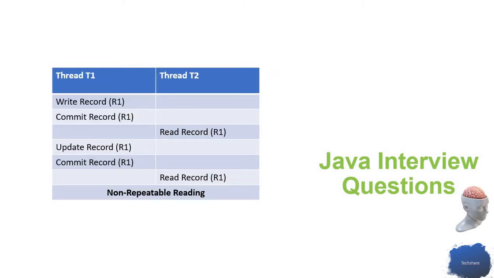The next one is non-repeatable reading. Let's say I have a thread T1 and a thread T2. Thread T1 writes some record into the database and commits it. Thread T2 is able to read those records, but after some time the same thread T1 does an update on the record and commits the update. Now when thread T2 reads the record again, it finds that what it received earlier is not there anymore, because the record has been updated. That is what we call non-repeatable reading, where the data keeps changing.